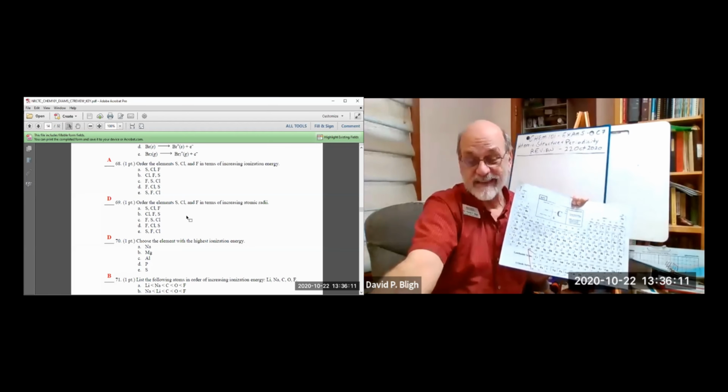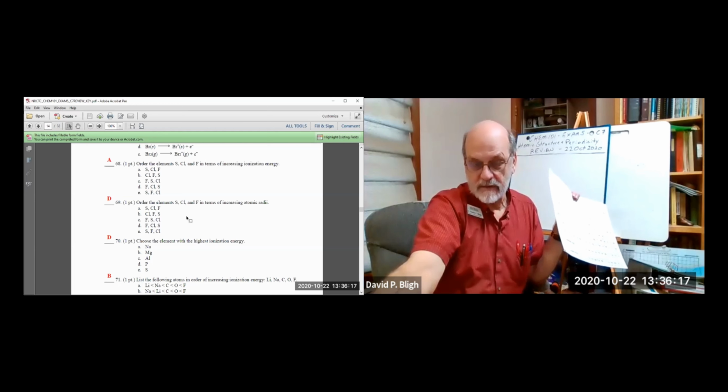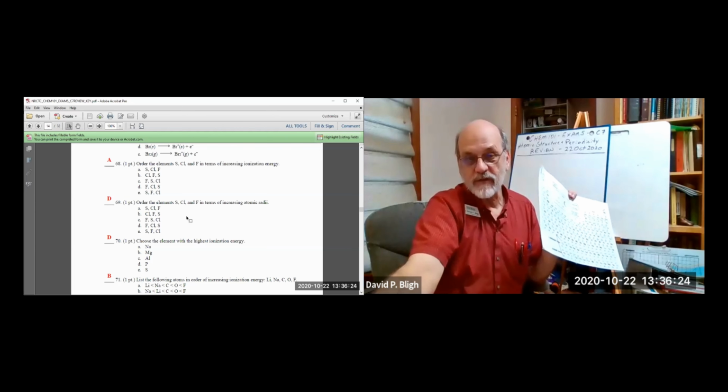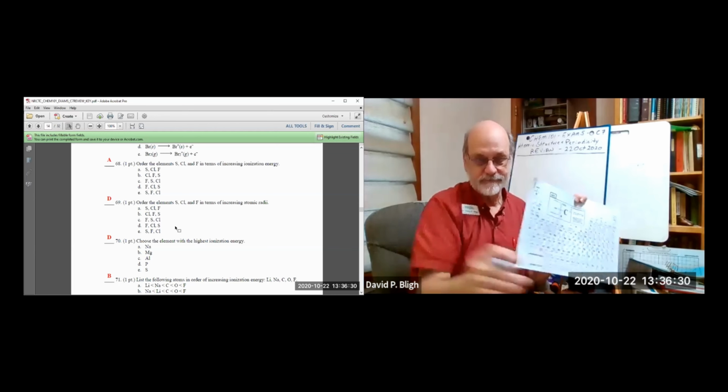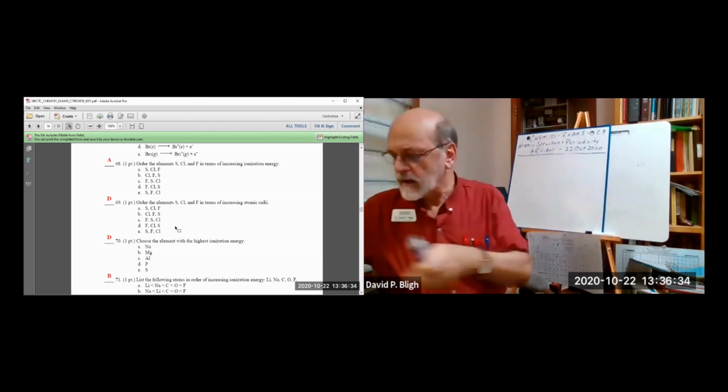Now, while we're on the topic, 69, the trend for atomic radius is just the opposite. Increasing atomic radius is upper right to lower left. So you would just have to reverse those two. You would have fluorine, chlorine, sulfur, which is D. Okay.